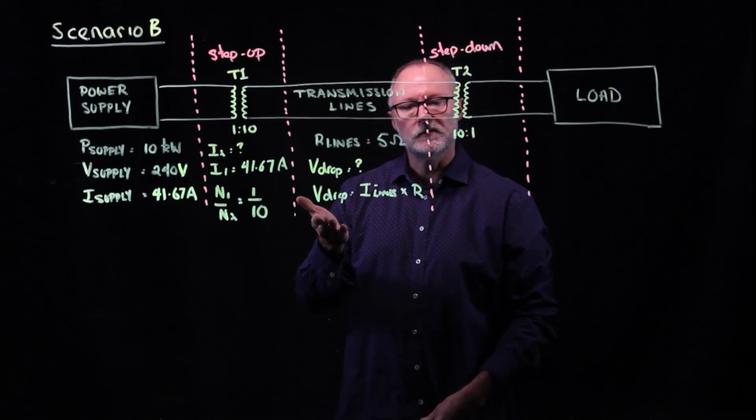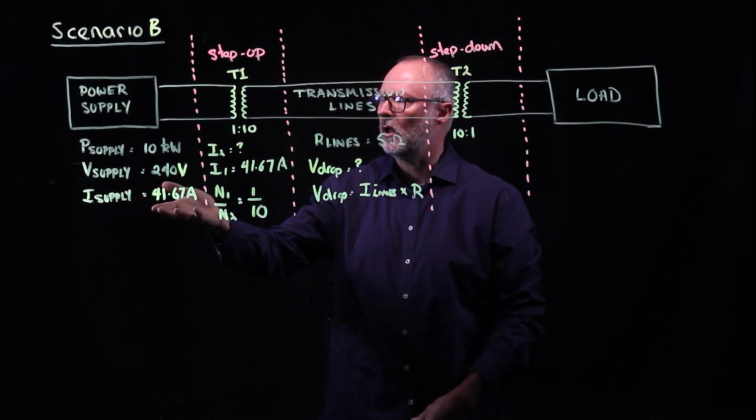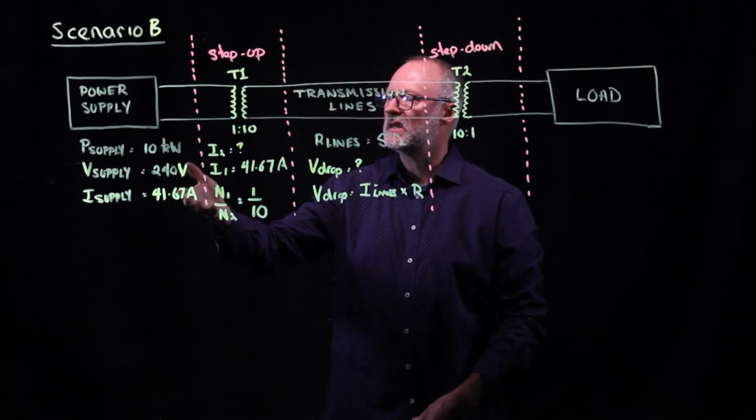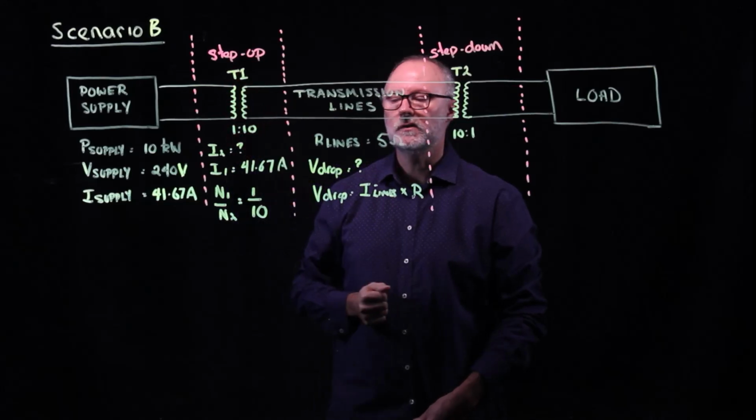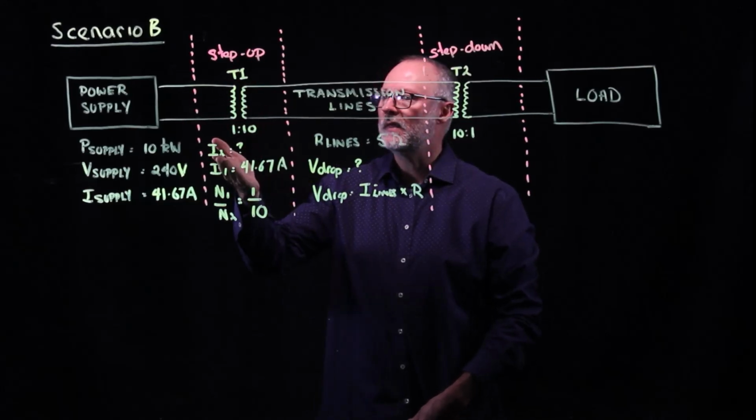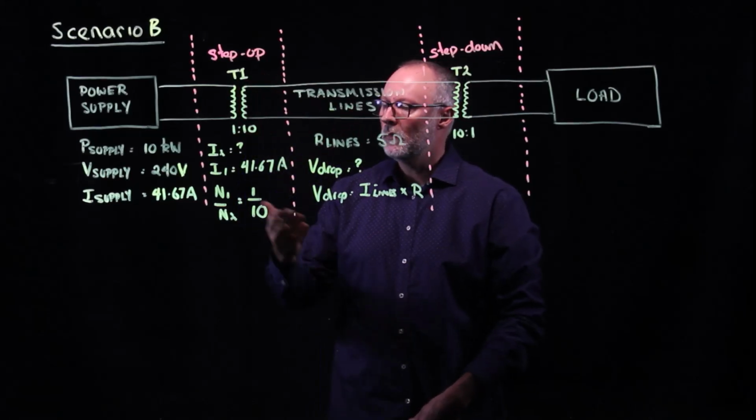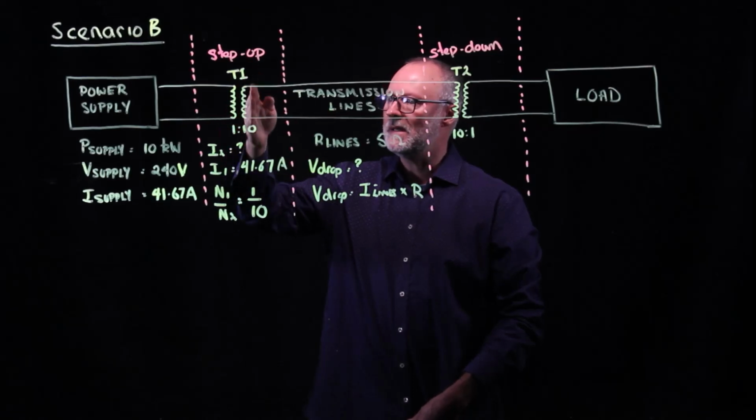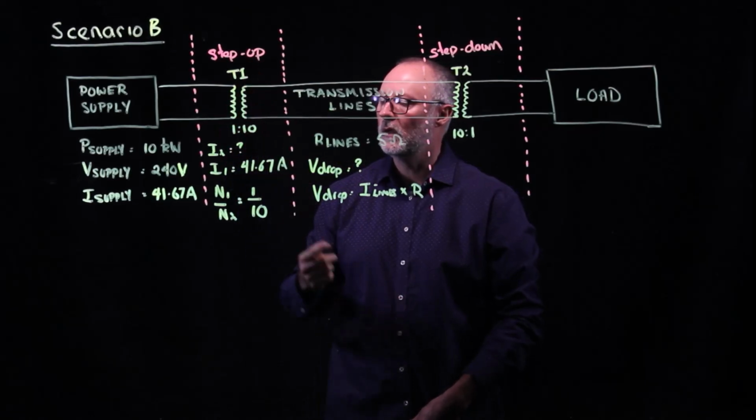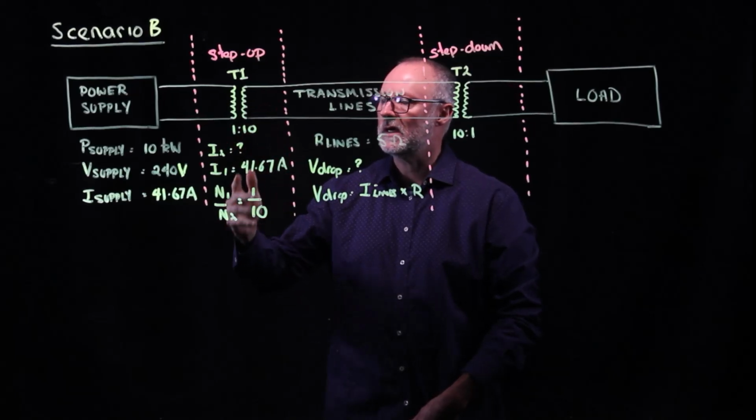So in order to calculate the voltage drop, we need to calculate the current in the lines. The current leaving the supply is 41.67. It is labelled I1 as it enters the first coil of the transformer. We want to calculate the current in coil 2 of the transformer as it exits into the transmission lines. We also know the ratio. N1, the number of turns in the first coil, compared to N2, the number of turns in the second coil, is a 1 to 10 ratio. Let's now use an equation to calculate I2.